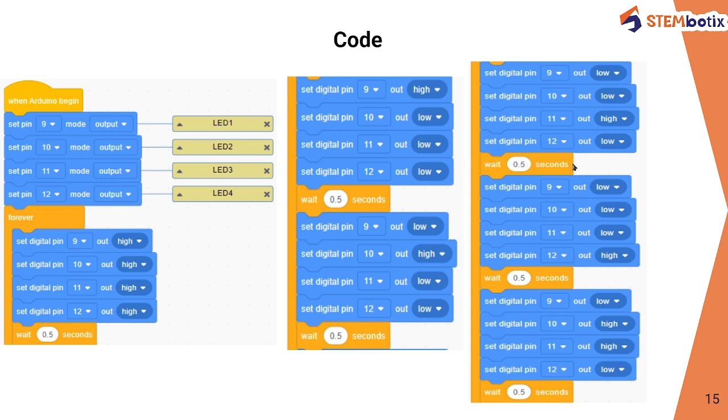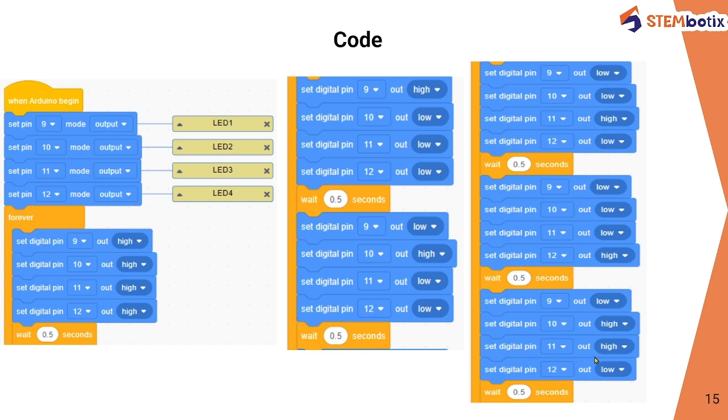for 0.5 seconds. After that we need other code blocks to turn on the fourth LED and to make all the other three low. For that, we have added similar four blocks, with pin numbers 9, 10, and 11 in low mode, and pin number 12 only in high mode. Hence, the LED connected to this pin will be turned on only for 0.5 seconds.